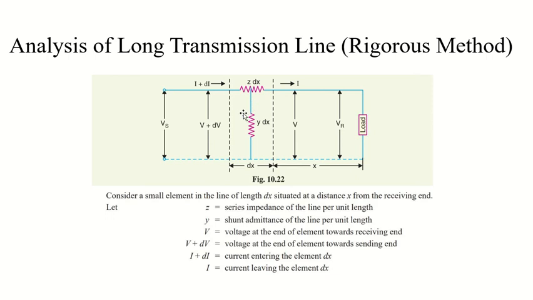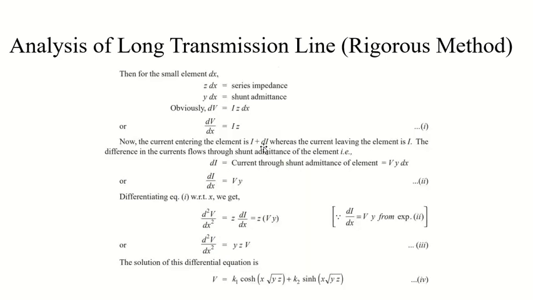So again, see, how do we find it? Current will be flowing through here, so it will be this voltage v multiplied with my shunt admittance y into dx. So the current through the shunt admittance will be y into dx into v, and taking this dx into the denominator, we will have di by dx is equal to v into y.